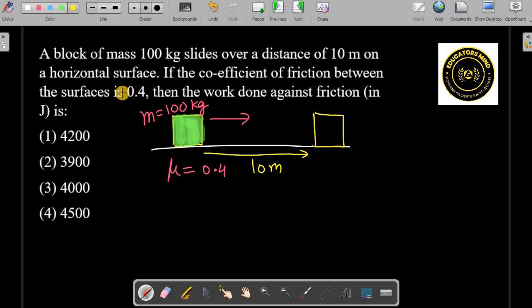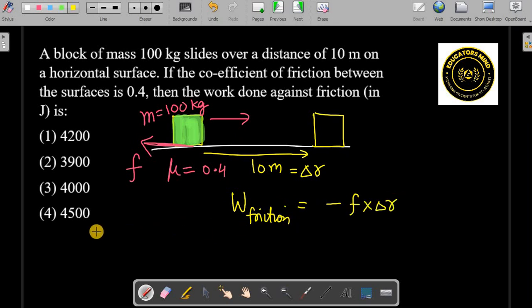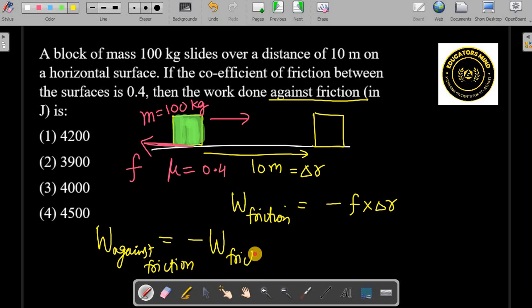So friction is of course acting backward. The displacement here, delta r, is forward, friction backward. So what is work done by friction? First you calculate. Work done by friction is minus friction into the displacement. And they are asking work done against friction. So work done against friction is equal to negative of work done by friction. Okay, so that means negative will become positive. Friction into displacement, we have to just calculate.